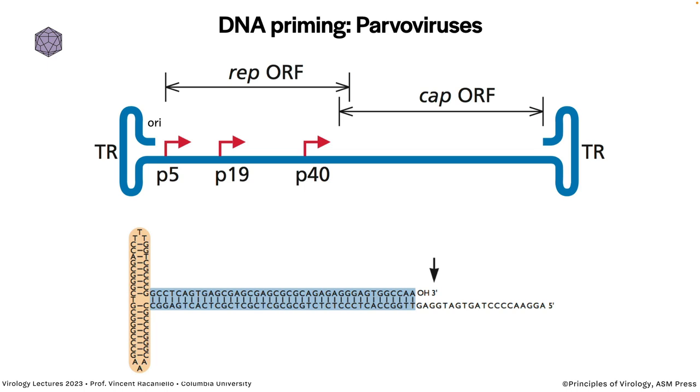The genome is relatively simple. It encodes two open reading frames, one for what's called a rep protein, which is basically going to be a T antigen-like protein, an origin-binding protein. And then cap encodes the capsid proteins of the virus. So how do we reproduce this? Hopefully you can see this.